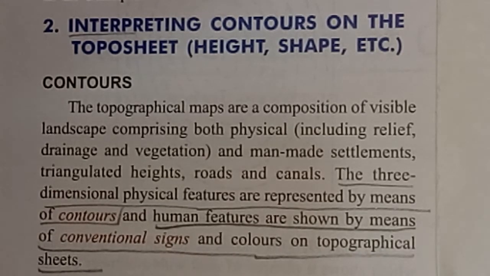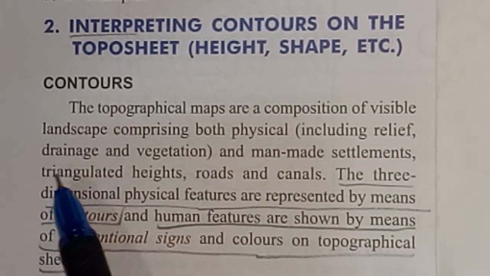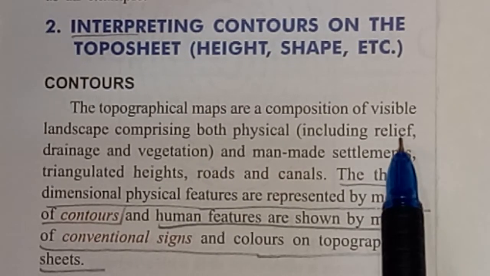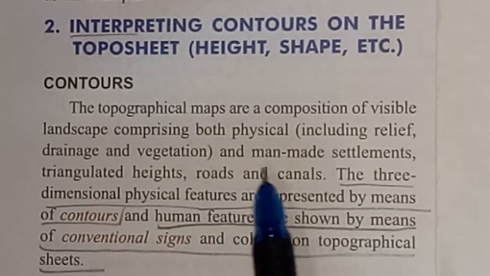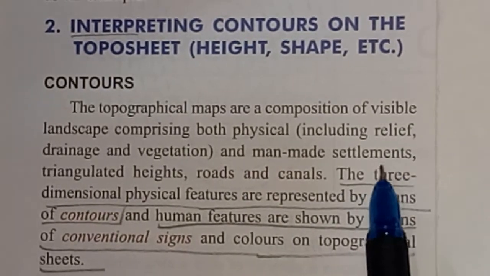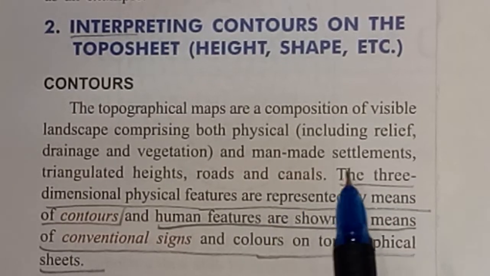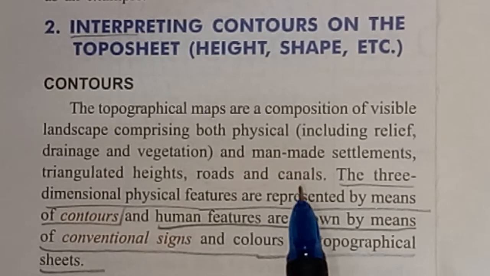The topographical maps are a composition of a visible landscape comprising both physical features, including the relief, drainage and vegetation. So here what is included? Relief, drainage system and vegetation, and man-made settlements. Man-made settlements means the buildings, bridges, hospitals, all these are man-made settlements. Triangulated heights, roads and canals.